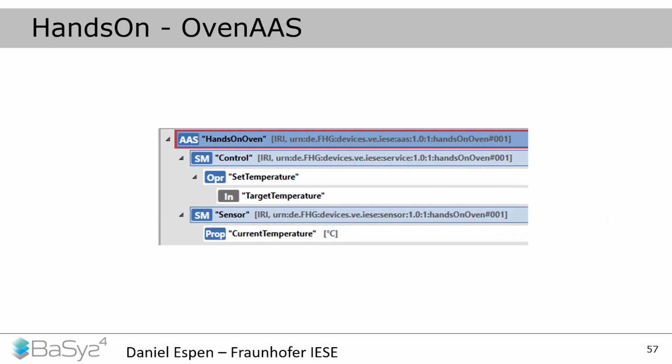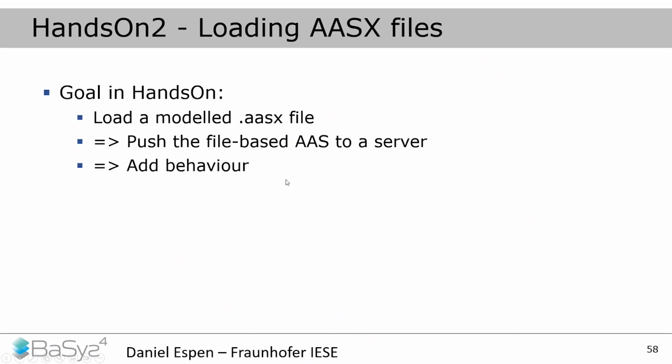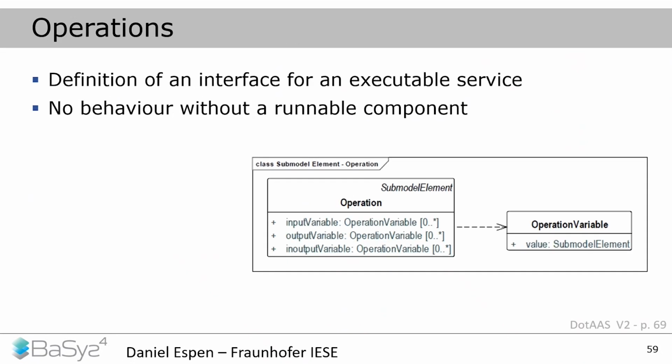And we can change that by using code. So basically, what we will now do is load an ASX file, push the content of the ASX file to our off-the-shelf component, to the server, and then also add behavior to it. And we do that by making use of operations. So now we really look at how to run dynamic code with the operation submodel element, and thereby also add behavior to the uploaded asset administration shell.